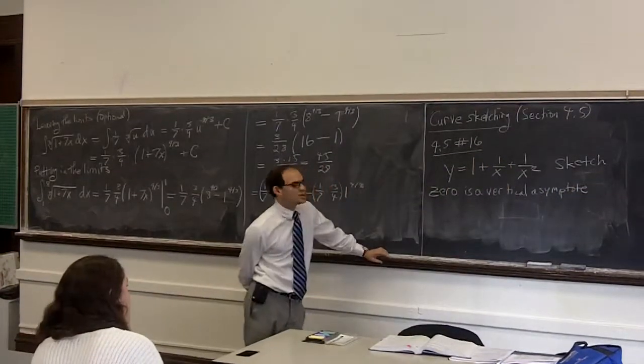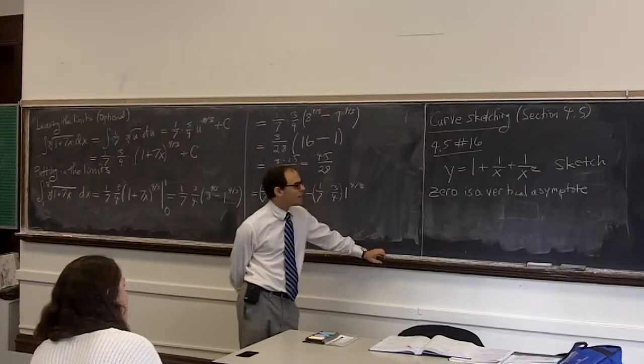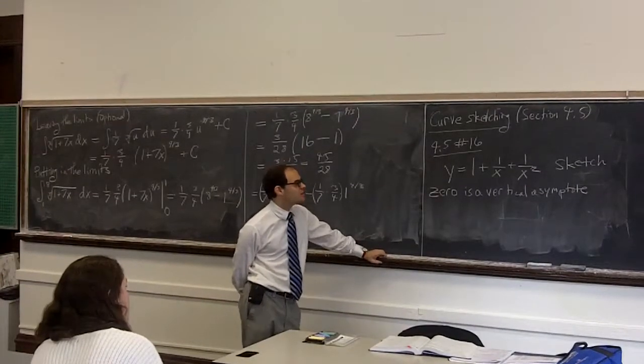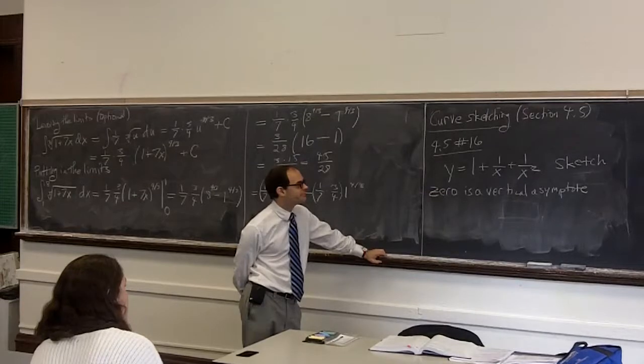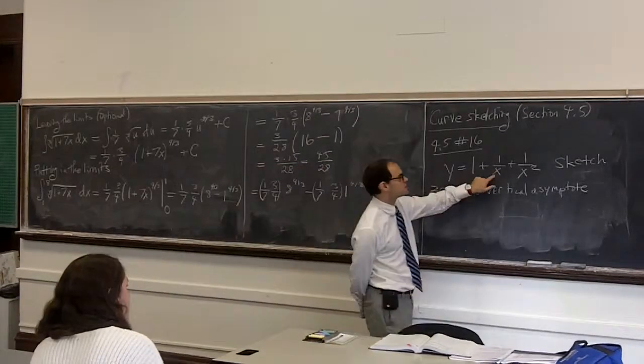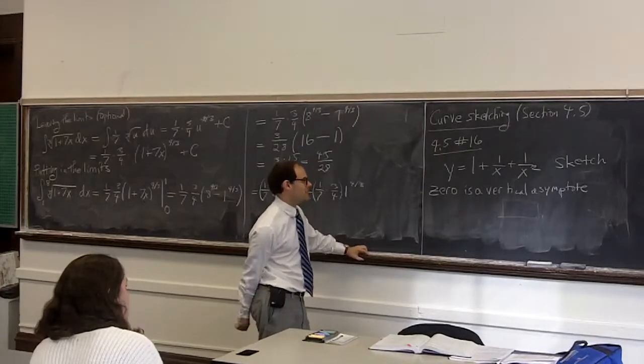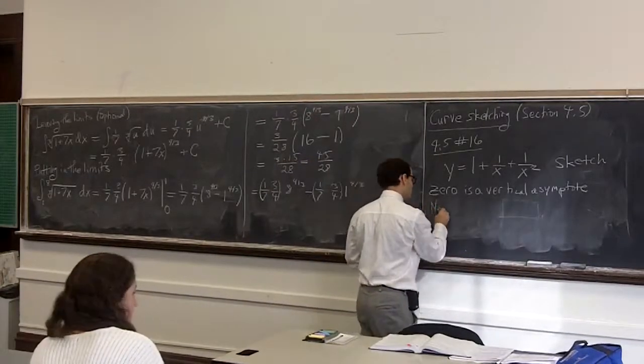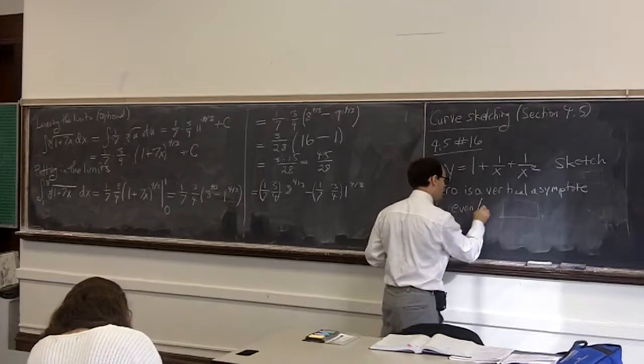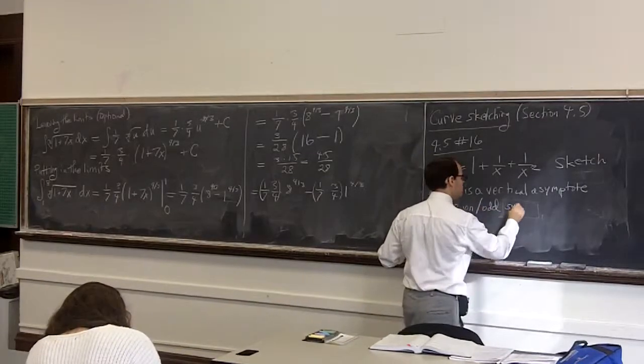Is there any symmetries in this problem? If I put in minus x, for instance, does anything nice happen? Not really, because this becomes negative, this stays positive. So no obvious symmetries, really. So no even or odd symmetries.